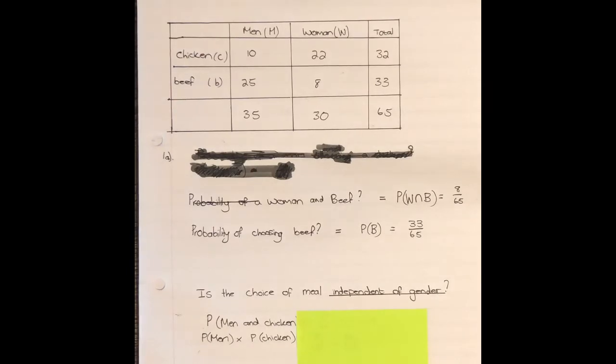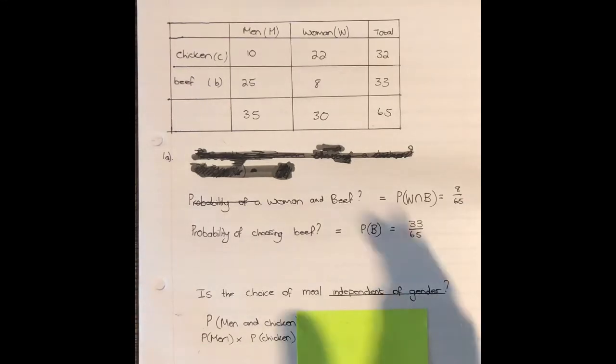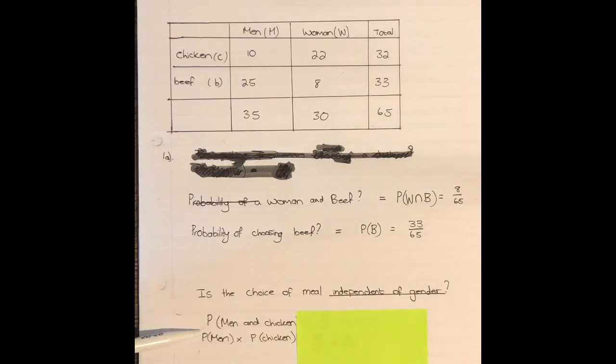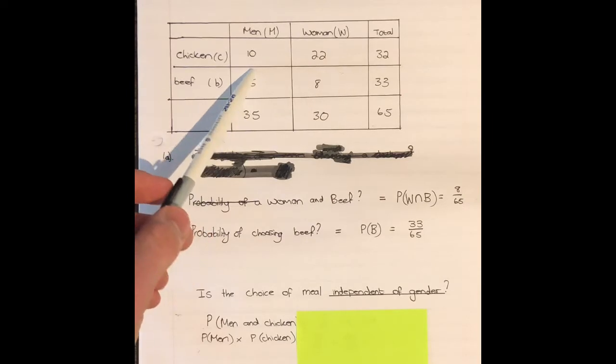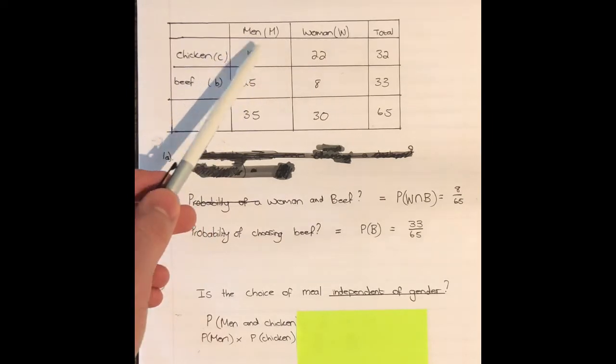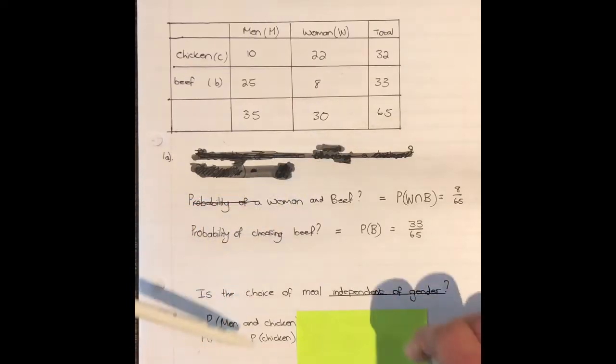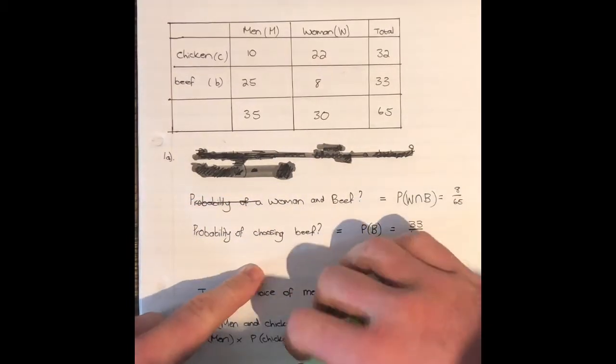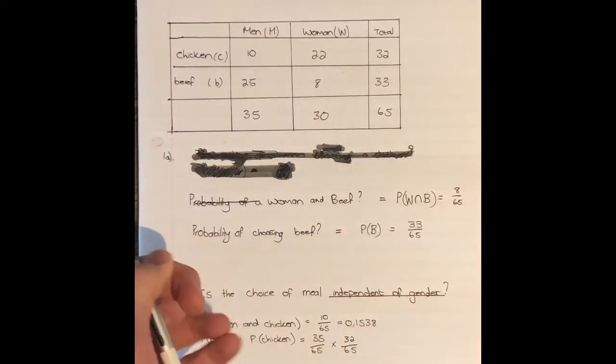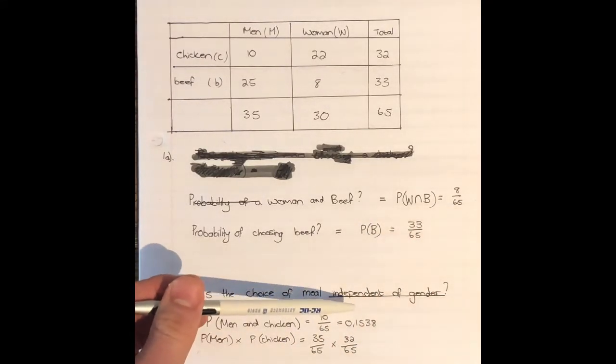Well, remember that to stay true to the multiplication rule, the probability of A intersection B equals the probability of A times the probability of B, right? So let's pick a few things, shall we? Let's pick probability of men and chicken, right? So probability of men and chicken is 10/65, like what we wrote here. 10/65 is equal to 0.153.